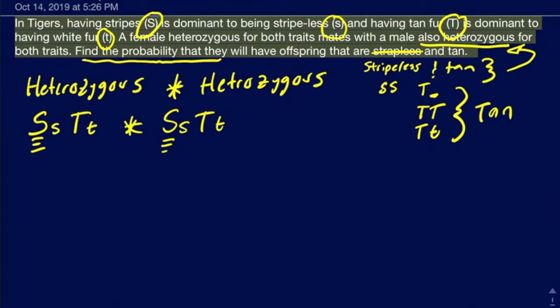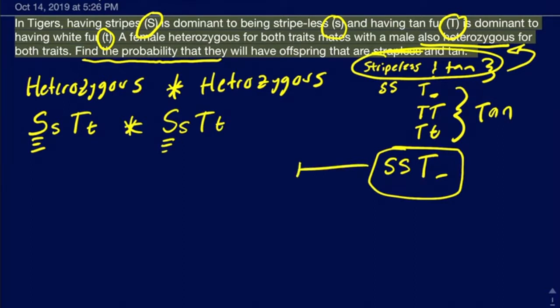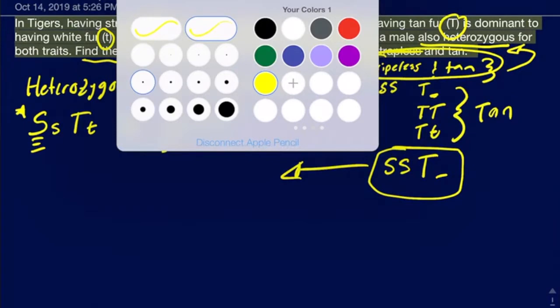So the question is asking us to find the probability that the offspring will have this phenotype and this genotype. So we're looking for that in the cross between mom and dad. When solving problems like this, it's best to think about it one gene at a time. So let's start with the S gene.